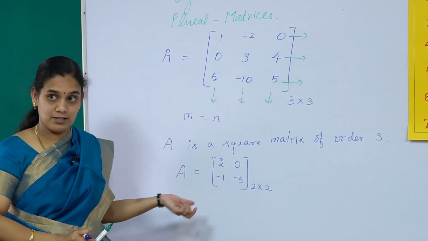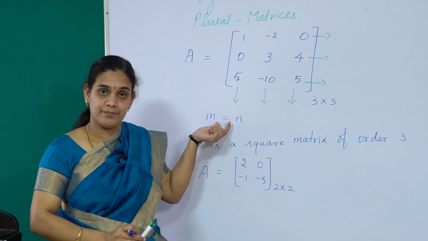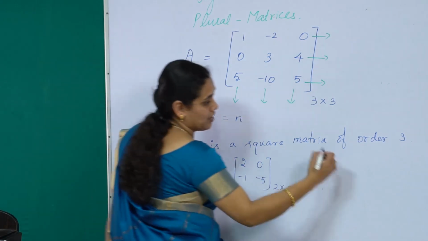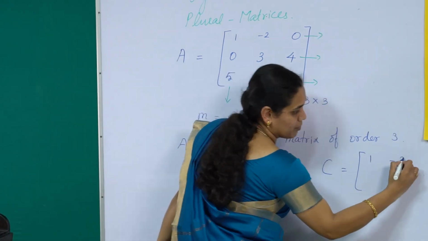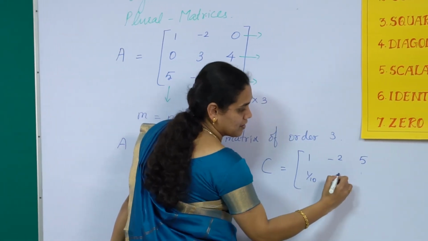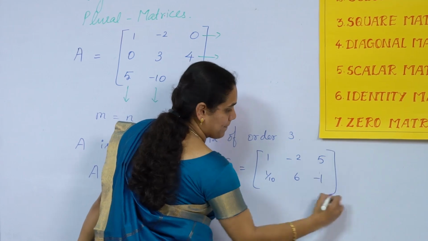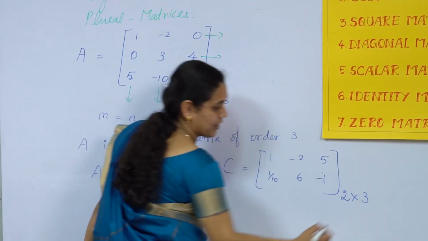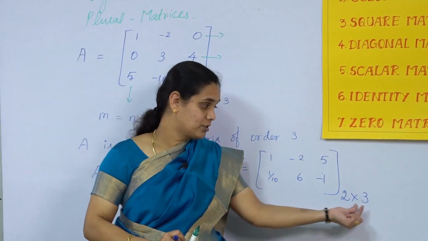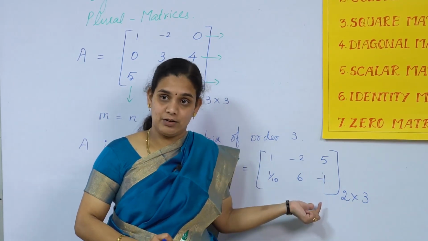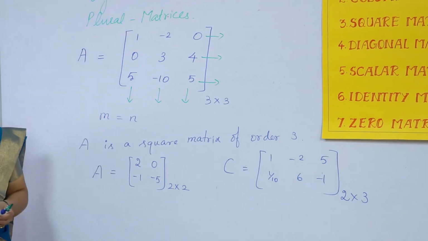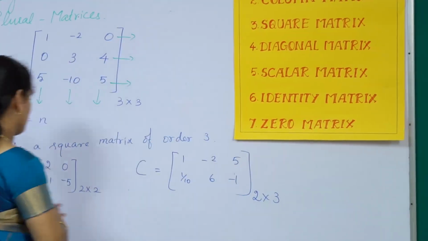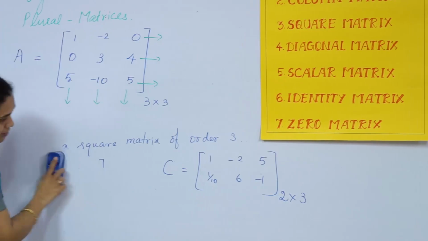Okay. Now we have a question. If m is not equal to n, then what do you call it? It's a rectangular matrix. See, like C equal to 1, -2, 5, 1 by 10, 6, -1. Here the number of rows is 2 and the number of columns is 3. Here the number of rows is not equal to the number of columns. Therefore, it is a rectangular matrix. Okay. Before we move on to the next type, diagonal matrix, we will see one definition, that is diagonal element.